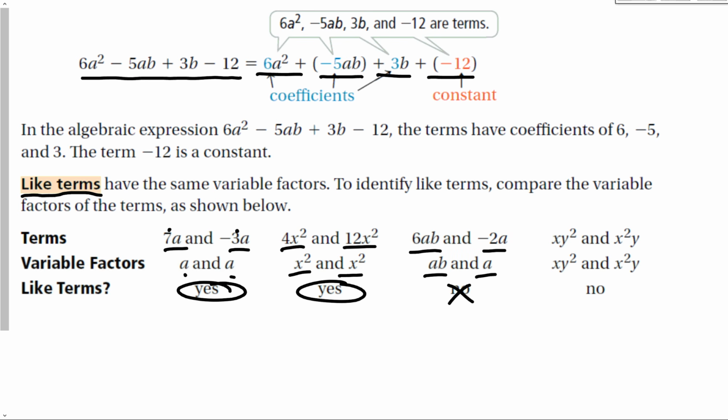And look carefully at these two: xy squared and x squared y. Those have the same letters, but they are not exactly the same. One has 1 x and 2 y's. The other one has 2 x's and 1 y. They are not like terms, so we cannot combine them.